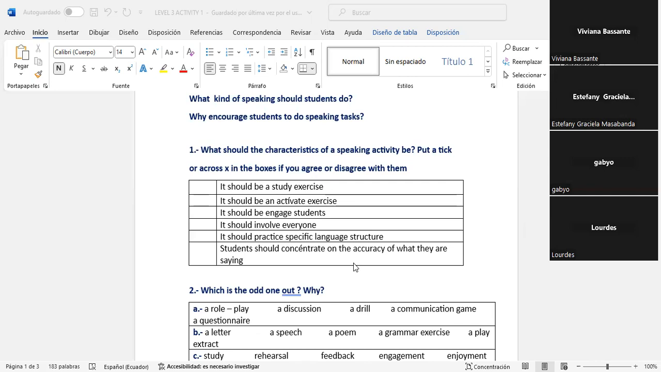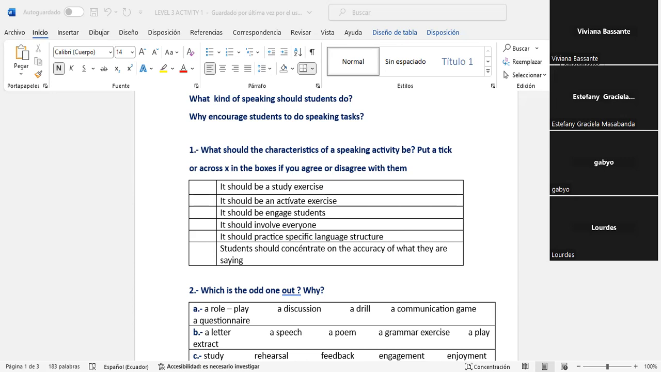Okay. The first one, I disagree. It says it should be a study exercise. I disagree because as teachers, we have to give students practice of language items and vocabulary, and develop the student's ability to speak fluently and interactively. You put a cross, I disagree. Very good. It should be a study exercise? No. Maybe at the beginning you can have them memorize certain words, but remember that you have them practice something that they can produce in real life. So it's not a study exercise.